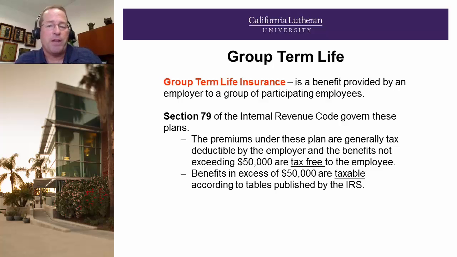Shifting over to group term life coverage, it's a benefit provided by an employer to a group of participating employees. And it's Section 79 of the Internal Revenue Code that governs these plans. The premiums for these plans are generally tax deductible by the employer, and the benefits not exceeding $50,000 are tax-free to the employee. Benefits in excess of $50,000 are taxable according to the tables published by the IRS.